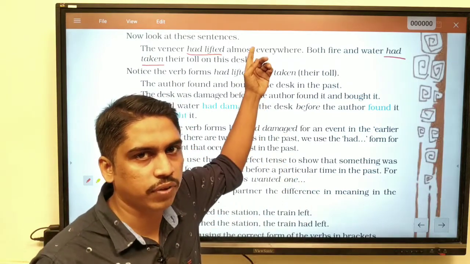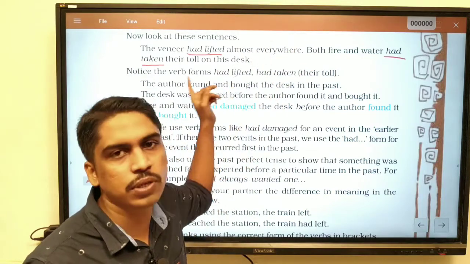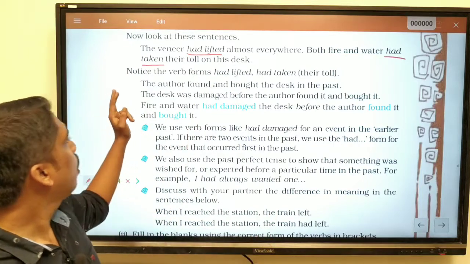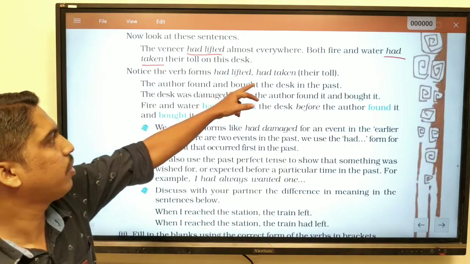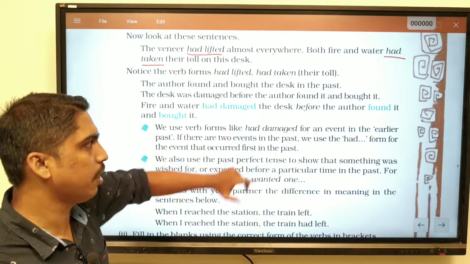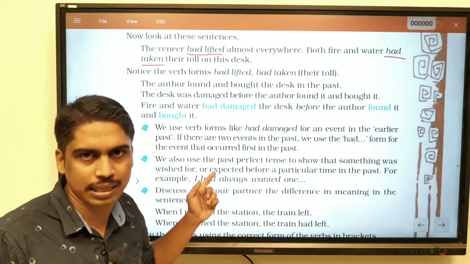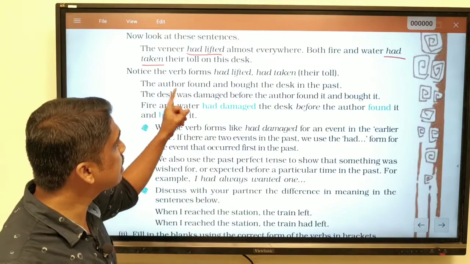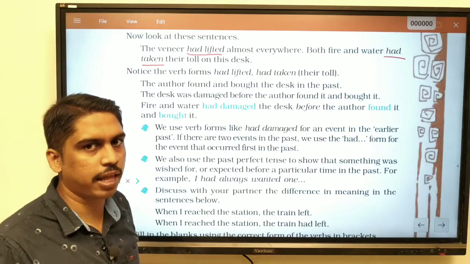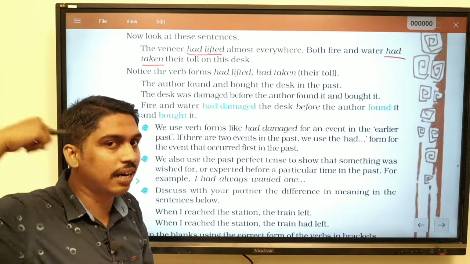We saw in the first paragraph the examples for simple past tense, and in this passage we saw the examples for past perfect tense. Notice the verb forms had lifted, had taken, they are told. The author found and bought the desk in the past. നമ്മുടെ ഓതറെ ആ ഡെസ്ക് കണ്ടെത്തിയതും വാങ്ങിച്ചതും പാസ്റ്റിലാണ്. എന്നാൽ the desk was damaged before the author found it and bought it. ഞാൻ നേരത്തെ പറഞ്ഞിരുന്നു പാസ്റ്റ് പെർഫെക്റ്റ് എന്ന് പറഞ്ഞു കഴിഞ്ഞാൽ ഇറ്റ് ഈസ് ഏർലിയർ പാസ്റ്റ് ആണ്.